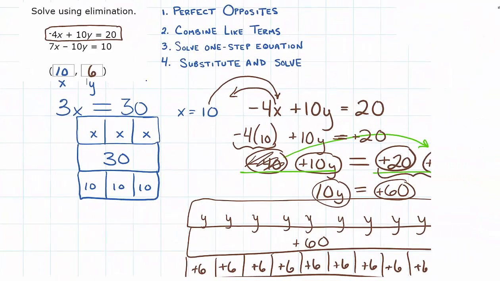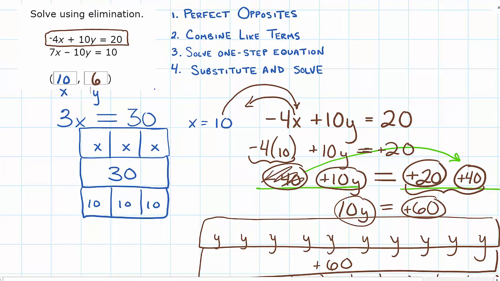So I hope this helped. You can go ahead and try a couple on your own that work out nicely for you, that have perfect opposites right away. And then check out my other video if you're having trouble creating your own perfect opposites. That's a little bit more difficult.